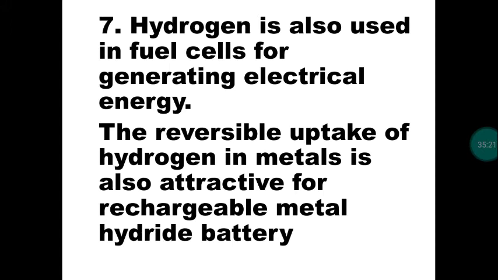So continuously when we supply hydrogen within the fuel cell, we get a large amount of energy. So this is becoming a rechargeable battery. The fuel cell will behave as a rechargeable metal hydride battery when we continuously supply hydrogen within the fuel cell. So with this, uses of hydrogen are over. So we revise one more time.